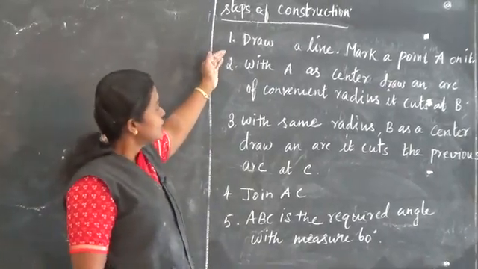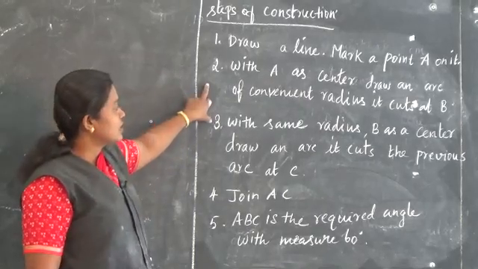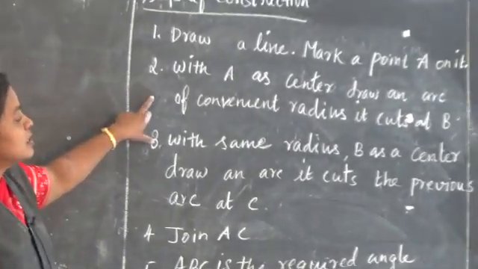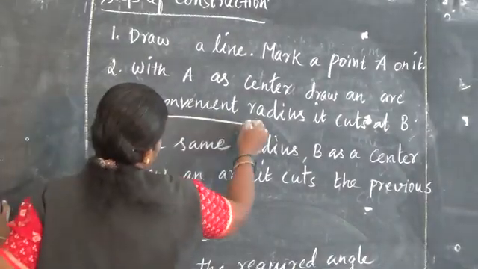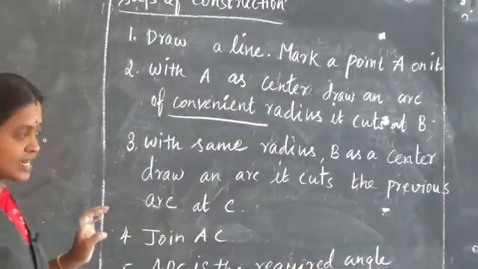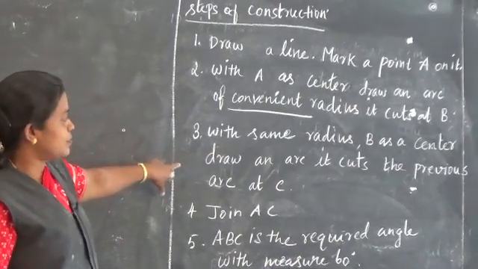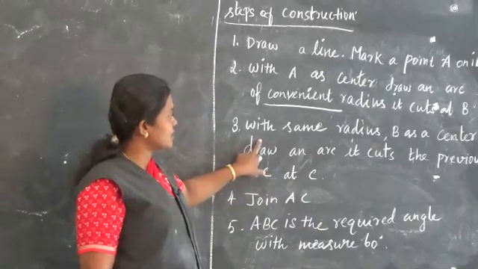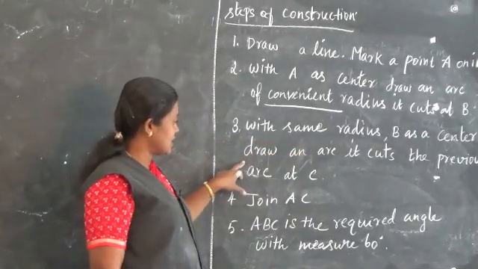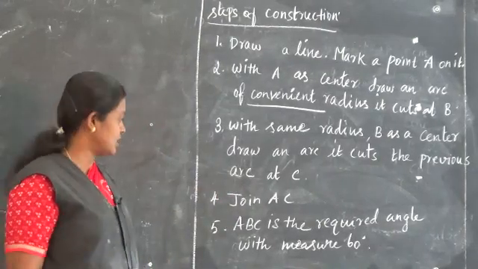How to write? Draw a line, mark a point A on it. With A as a center, draw an arc of convenient radius. This is our wish, convenient radius. It cuts at B. Now third point, with the same radius, B as a center, draw an arc. It cuts the previous arc at C.